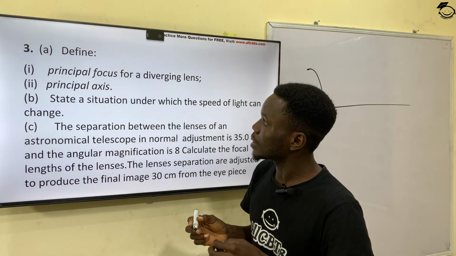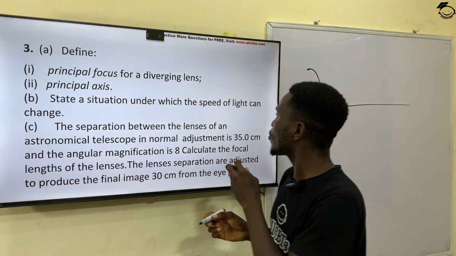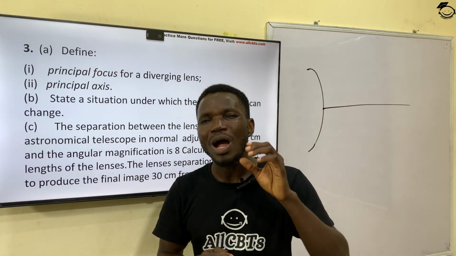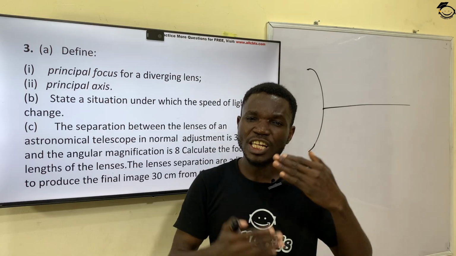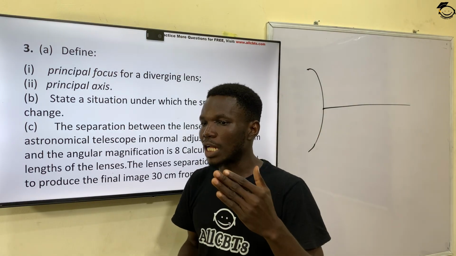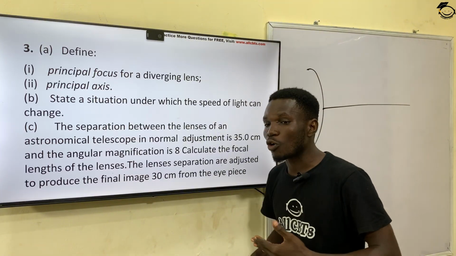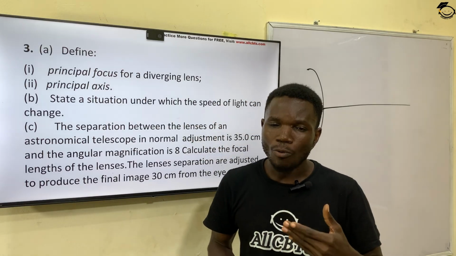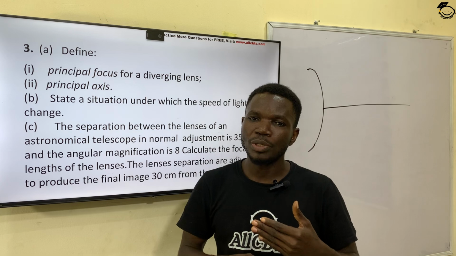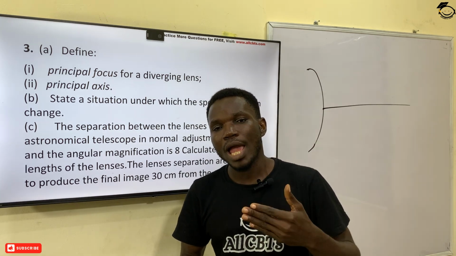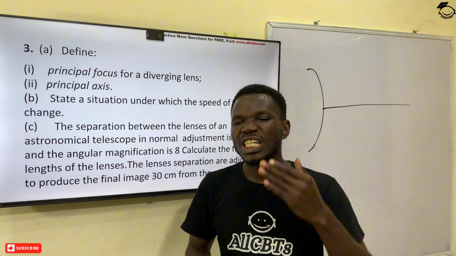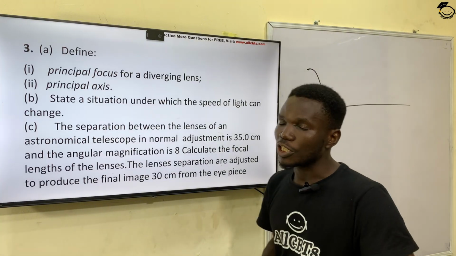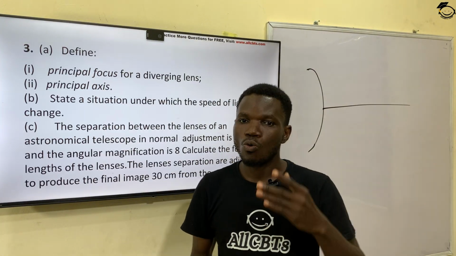Okay, that takes us to question number 3B, which says state a situation under which the speed of light can change. The speed of light can change only when it moves from one medium to another. So when there is a change of medium, the speed of light can change. For example, if light travels from air to glass, the speed of light in air is not the same as the speed of light in glass. Likewise, if it's traveling from glass to air, or from air to water, the speed also varies depending on the medium. So the situation where the speed of light can change is when it moves from one medium to another.